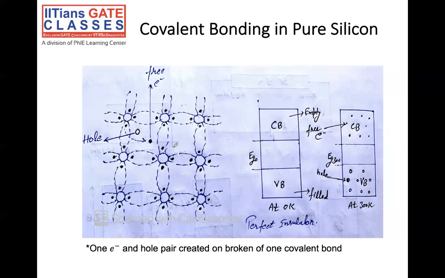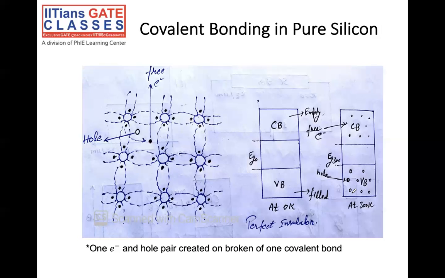Now, in terms of energy bands, we can understand this. At 0 Kelvin, there is no electron in the conduction band and no hole in the valence band. Eg is the band gap between these two. So at 0 Kelvin, it acts as a perfect insulator. But as we increase the temperature, some electrons get energy and jump to the conduction band, and they become free electrons. In the same ratio, holes are created in the valence band.